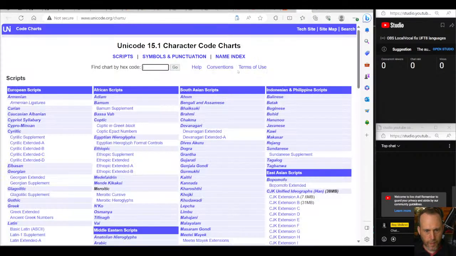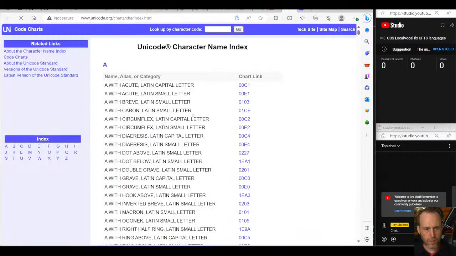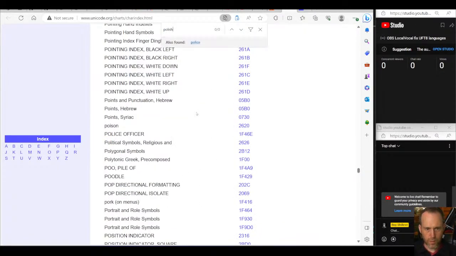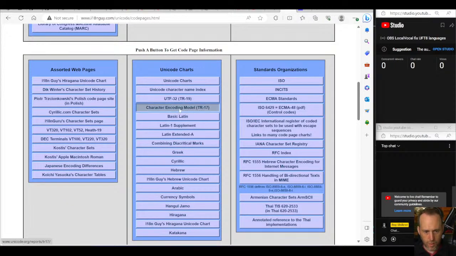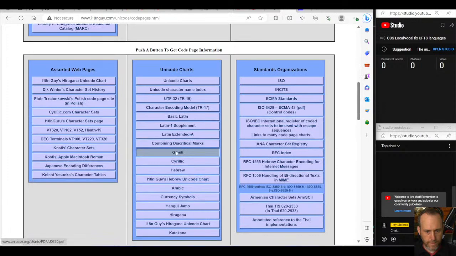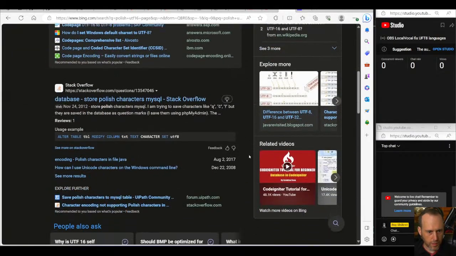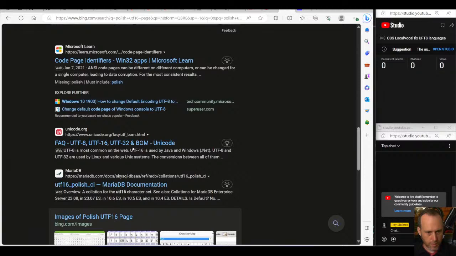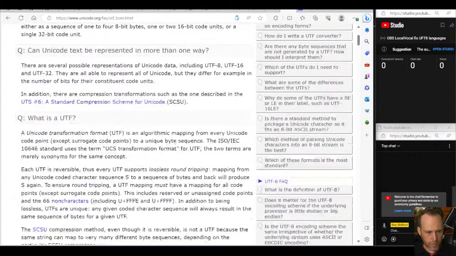No, it's not on here. Okay. Character name index. Latin. No. Character encoding model with combining. How do I find the chart? The actual UTF-16 chart. UTF-16.